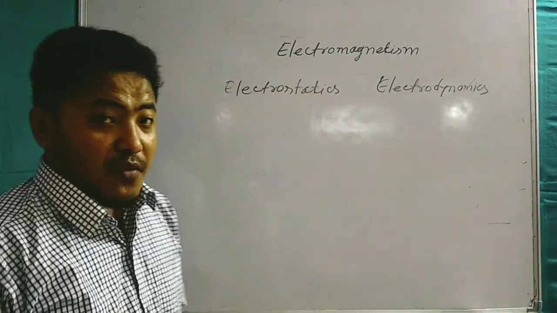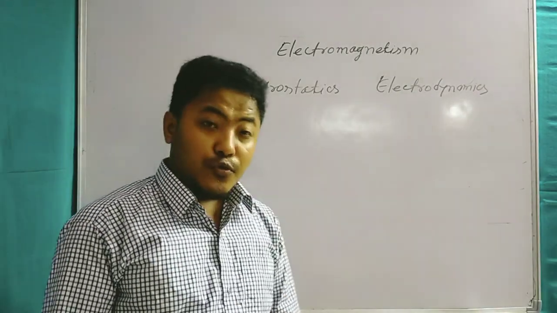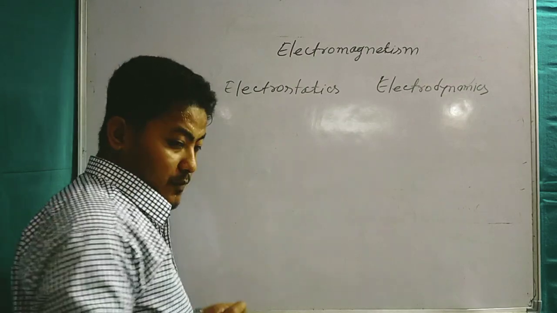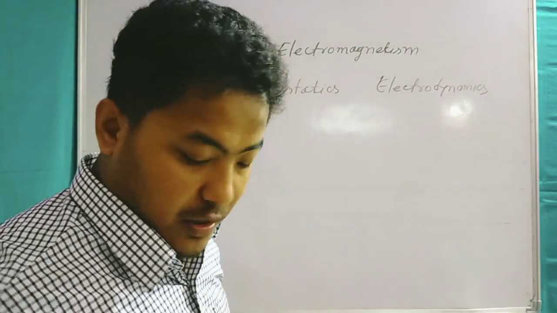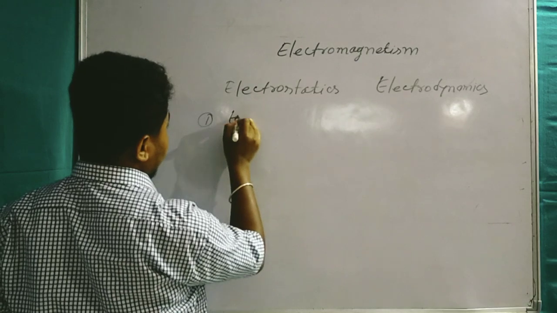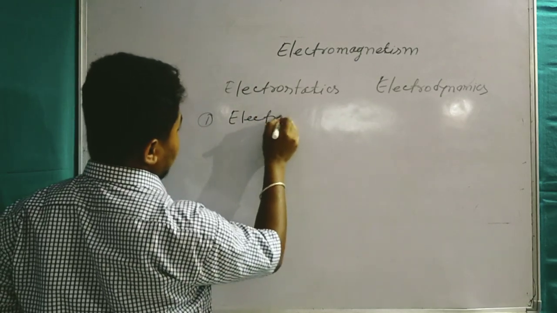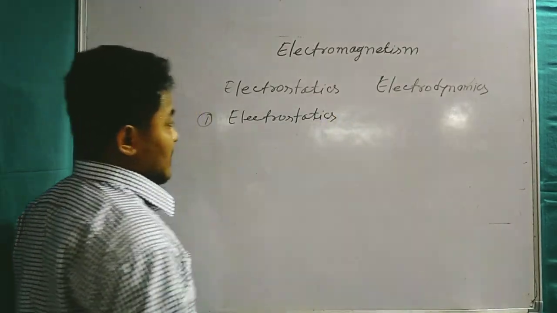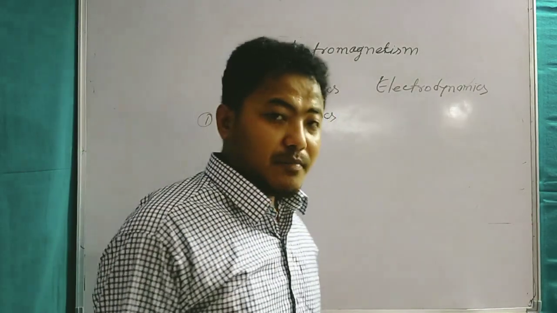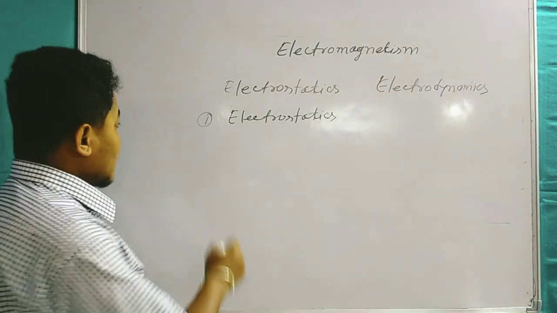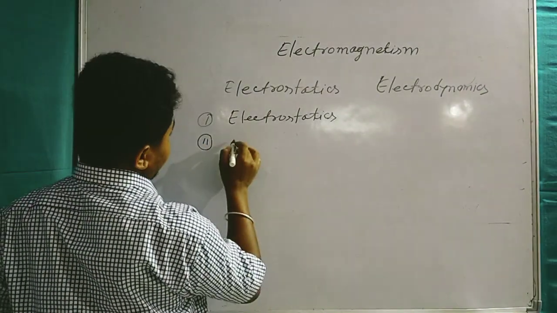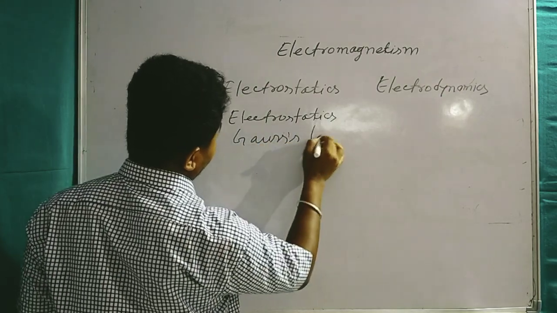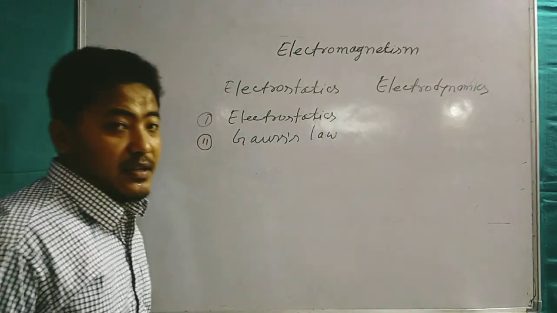So in your class 12 physics, in electrostatics, there will be some chapters which we learn. Number one, electrostatics itself. I have elaborated the meaning of electrostatics so far. Number two, you'll find Gauss's law. This is Gauss's law we'll learn.